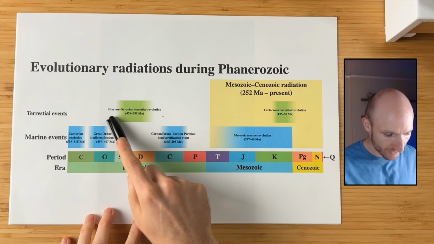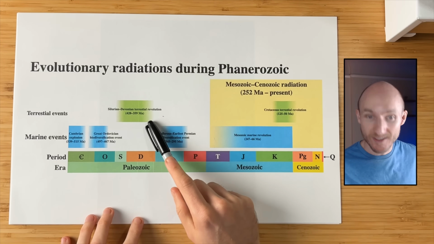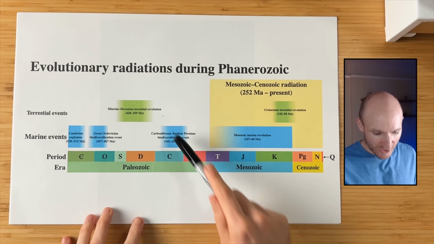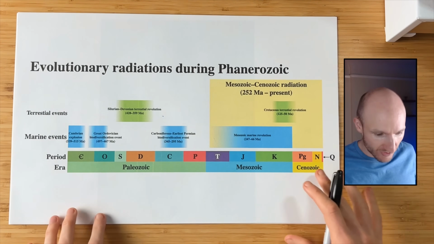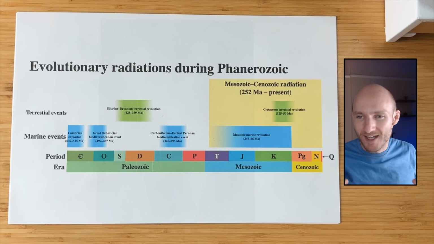And so during the Silurian-Devonian terrestrial revolution, we had plants and then animals come onto land. It was really crazy. During the Carboniferous, that's when there was so much oxygen around us, 30% oxygen. We had these dragonflies that were just massive dragonflies flying around.